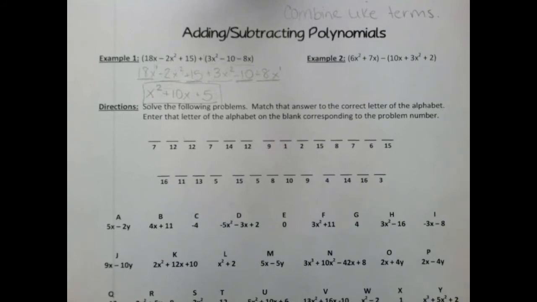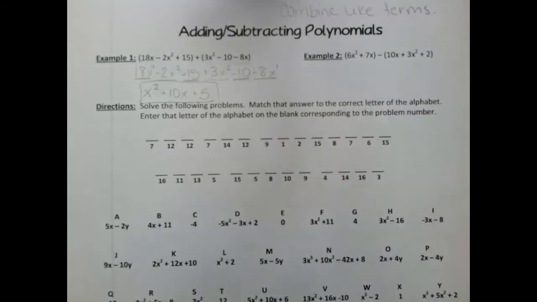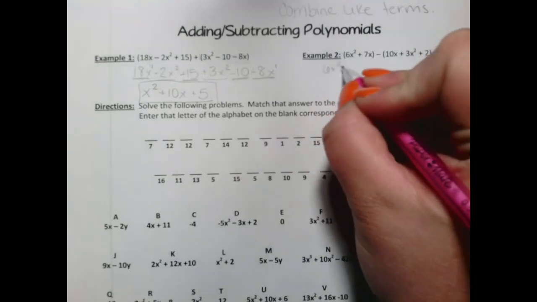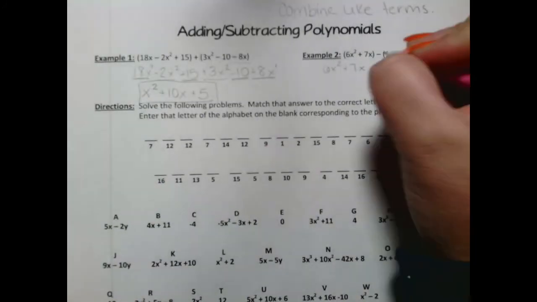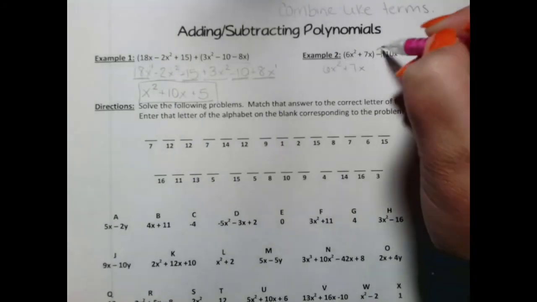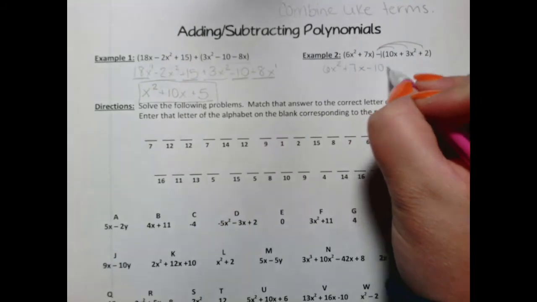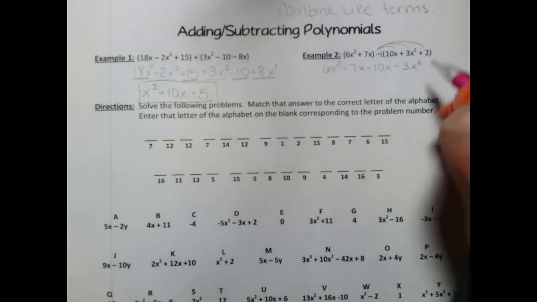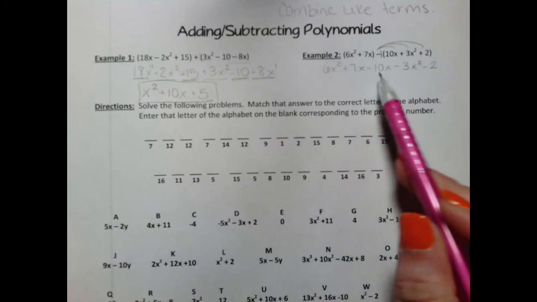Same thing when we are subtracting. We are combining like terms, but we are subtracting them. So I have 6x squared plus 7x minus 10x squared plus 3x squared plus 2. So first thing I want to do, get rid of these parentheses. So 6x squared plus 7x is going to stay the same. If I have a negative outside of my parentheses, that's a negative 1. And I need to distribute that to all three terms inside the parentheses. So it's going to be negative 10x minus 3x squared, and then minus 2. So distributing that all, a negative times a positive makes those all negatives.